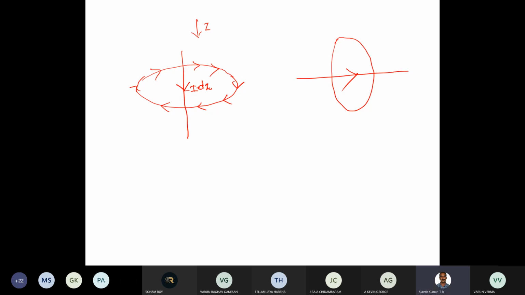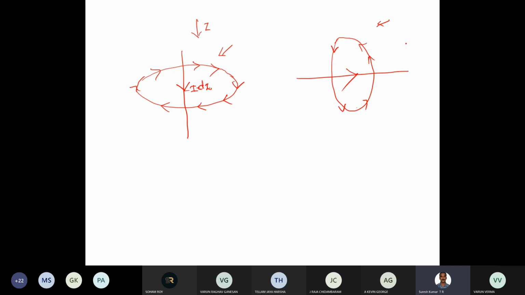So the thumb should indicate the right direction, and the remaining four fingers will indicate this direction, right? This is the direction of current flow. Now I think this picture is clear, but this picture is not quite clear, right?